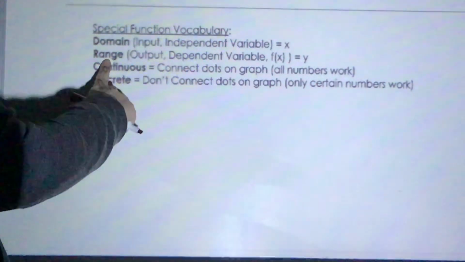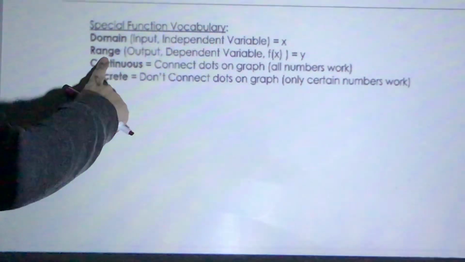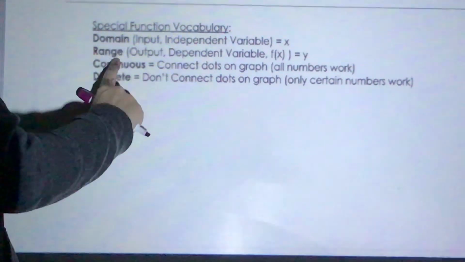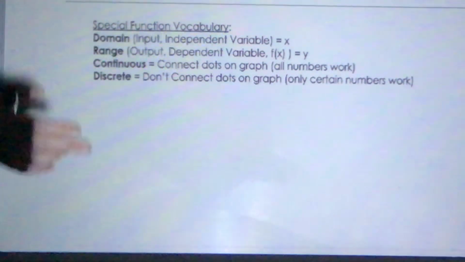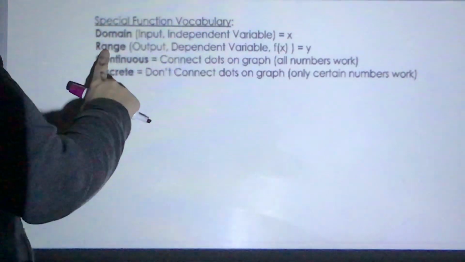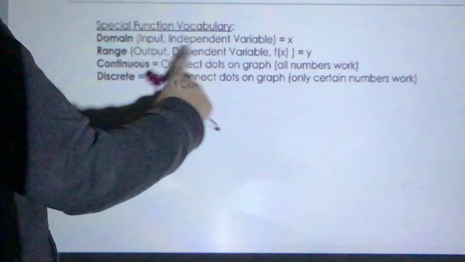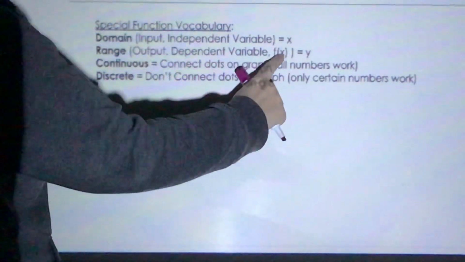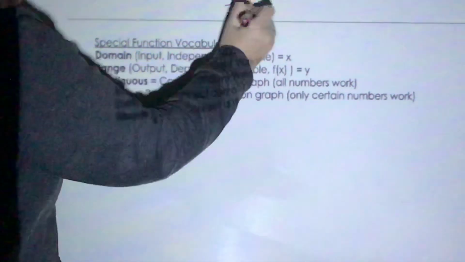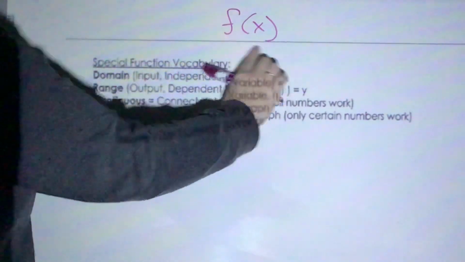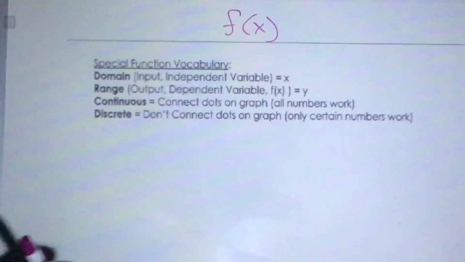Range has 2 meanings in math, which is what makes it kind of confusing because you've done range by subtracting your largest and your smallest number, but range also is another word for y, or output, or dependent variable, or this fancy f of x notation that you'll see, and you'll see that more next year.